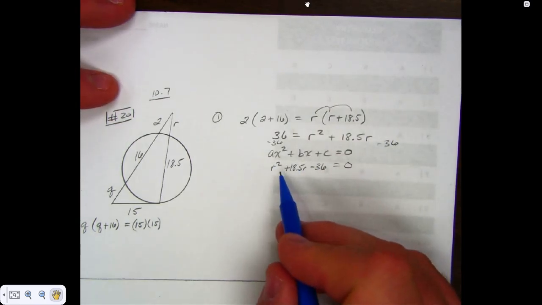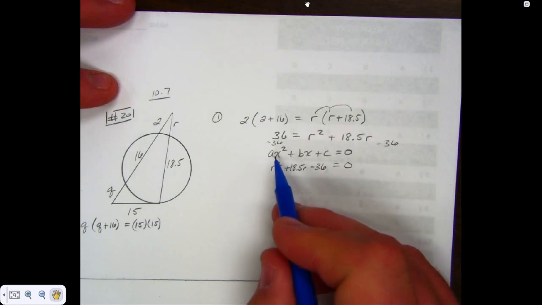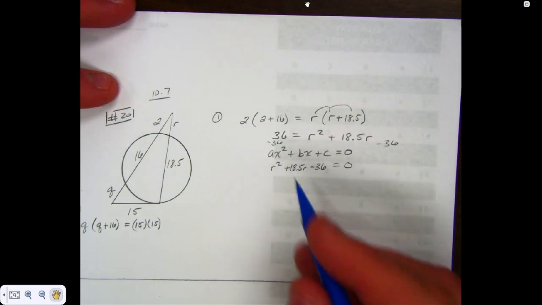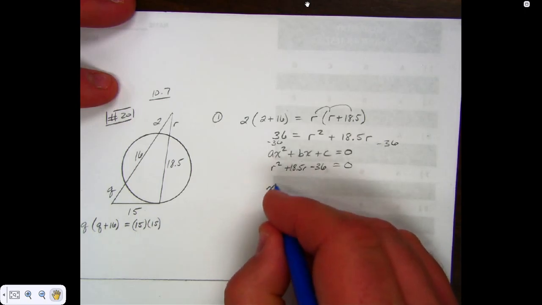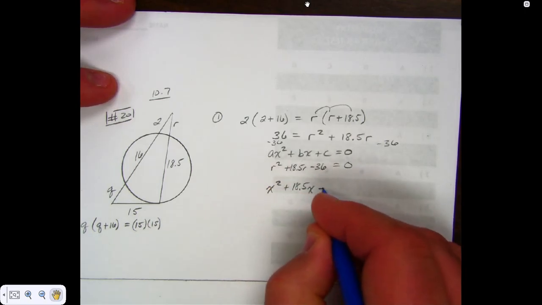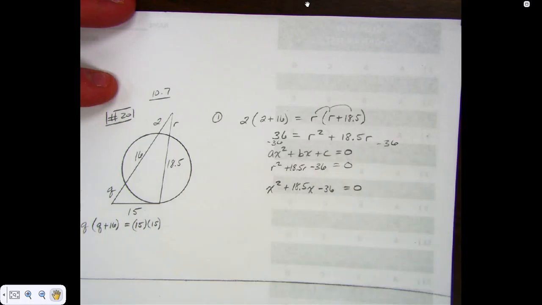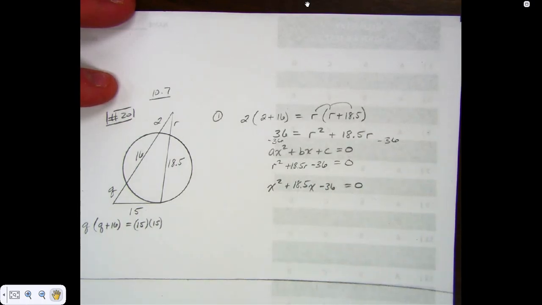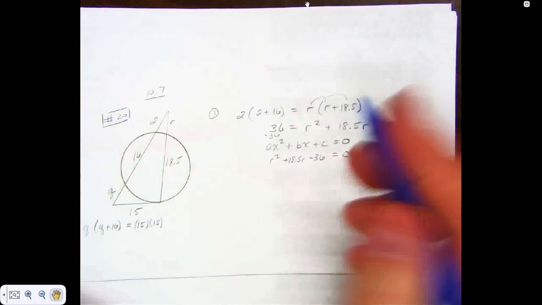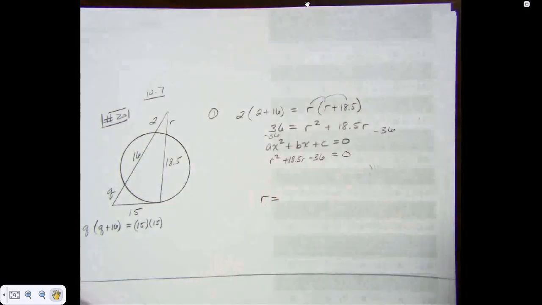Now, understand something. The only difference between this and this is that instead of x, I have what? Does it matter? No, it's the same concept. Couldn't I write this as x squared plus 18.5x minus 36 is equal to 0? Would everyone agree? So, that in mind, we'll just leave it as r. And we're going to use the quadratic formula to find it.